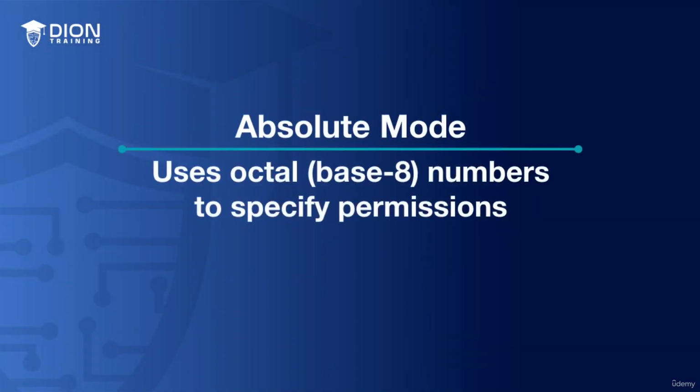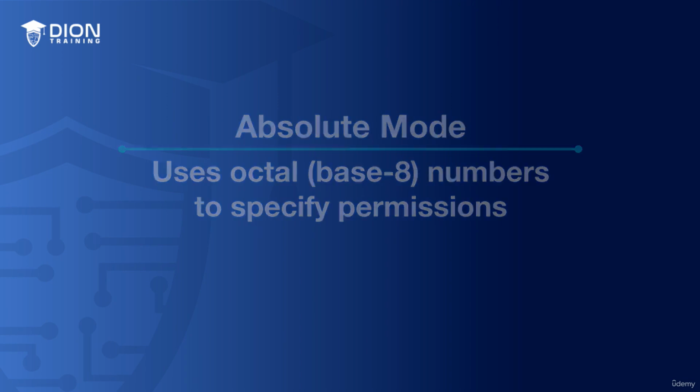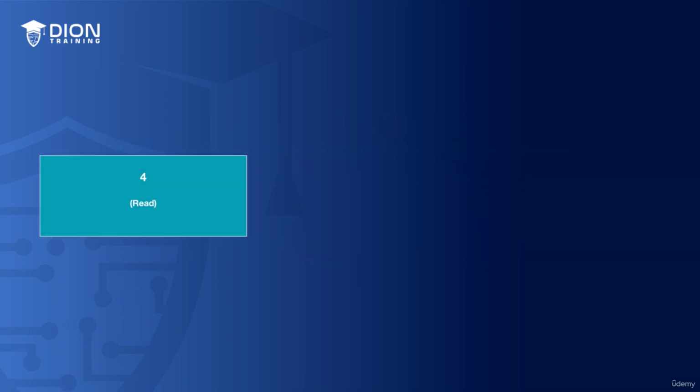The other way to use chmod is using absolute mode, and this is going to use octal or base 8 numbers to specify your permissions. Each permission, read, write, and execute, has been associated a number, and we add those up to tell us what the permission is. So if you have an octal number that has 4, that means read.